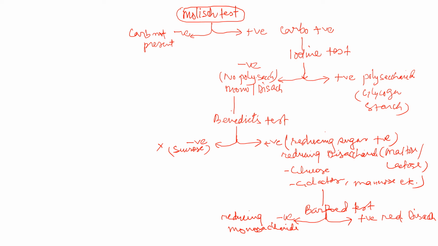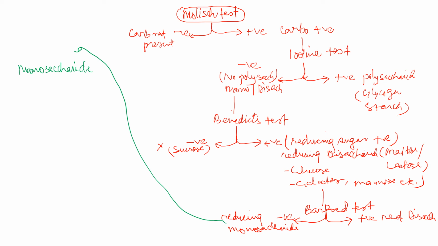Okay. Now monosaccharide can be again of two types. Let me write here monosaccharide. It may be monosaccharide, and again, monosaccharide can be of two types: either it may be keto sugar or it may be aldose sugar.